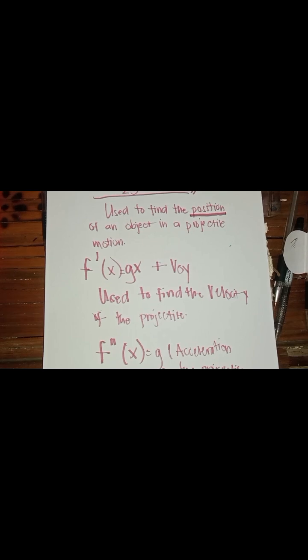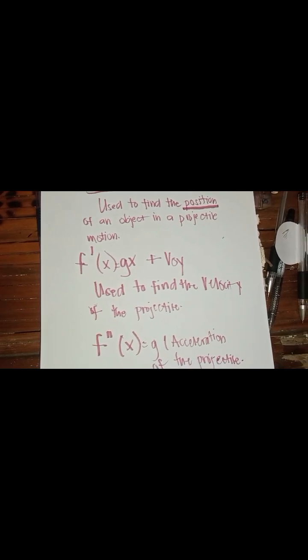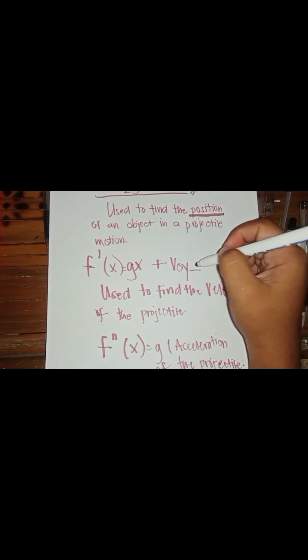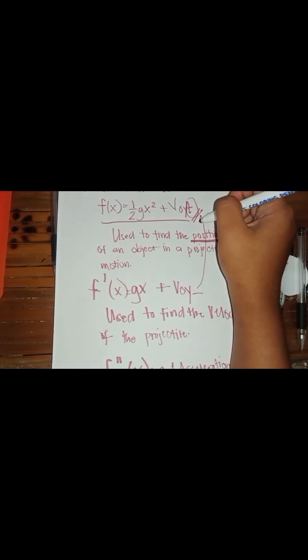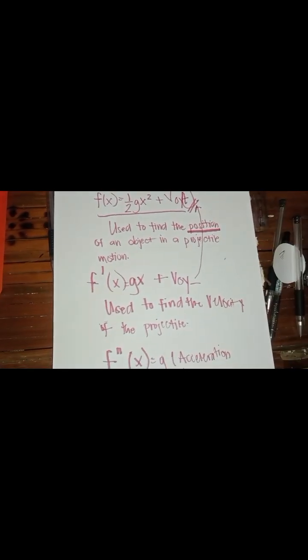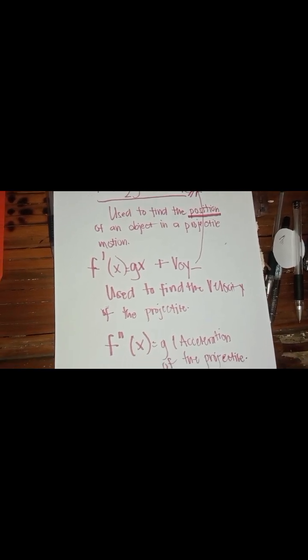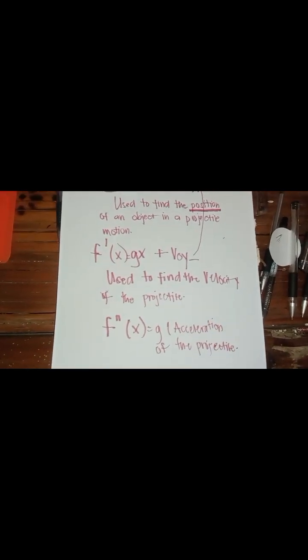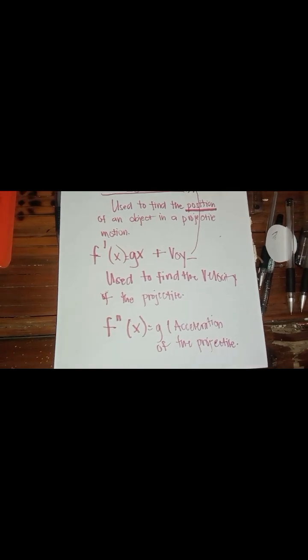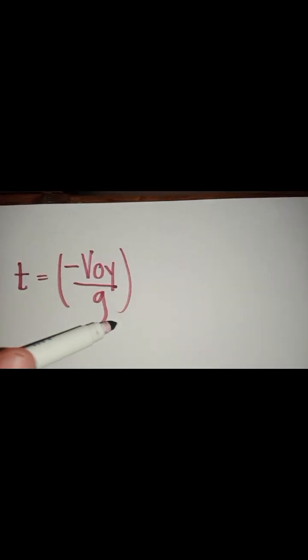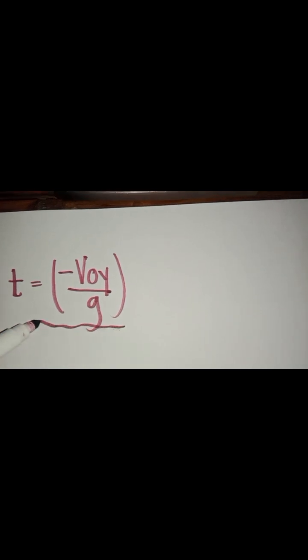So this equation is used to find the velocity of the projectile. It is the first derivative of the first formula I've shown to you. This third formula is the equation for finding the acceleration of the projectile. It is the second derivative of the first formula. This is the formula for finding the time.